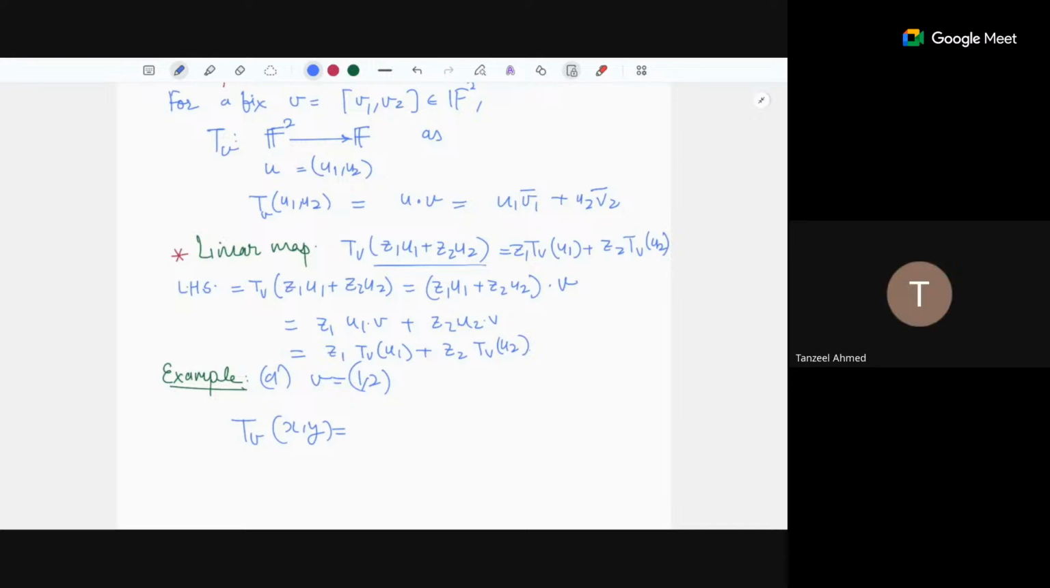Excuse me. Yes, I couldn't understand the definition. We have written TV of u1 comma u2. Is u1 comma u2 one vector or two? It is one. If it is F2 to F, then u1 is one vector and u2 is another vector. Is that right?